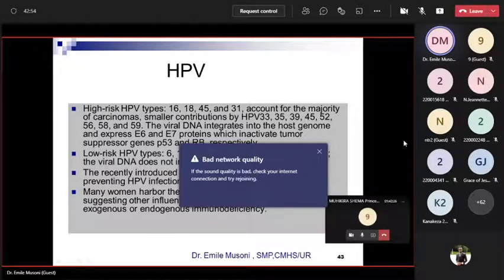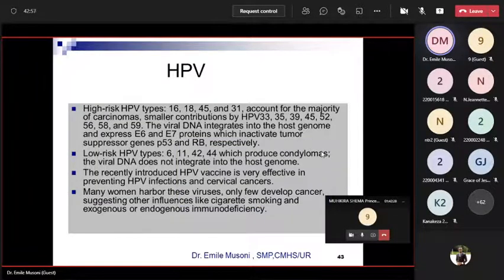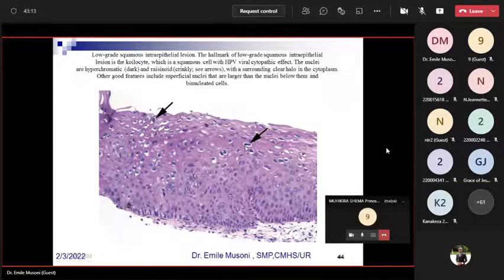So with that HPV DNA test, we identify those types of HPV, low risk and high risk. This is an image where you see those koilocytic changes, this clear halo, shown by the arrow on the image. You see here some atypical cells which are hyperchromatic and pleomorphic. And this one is an intraepithelial lesion with HPV infection.